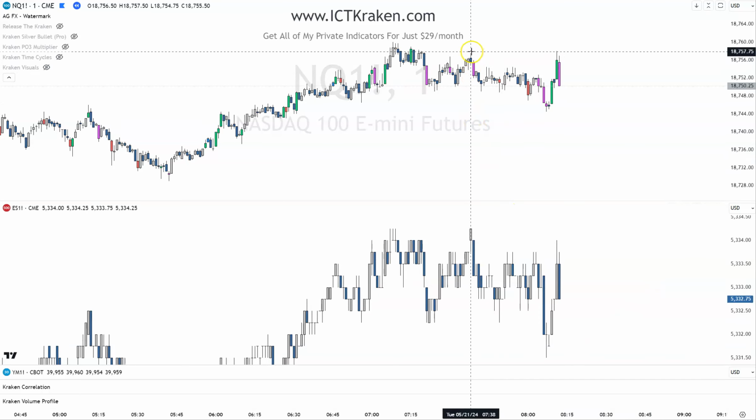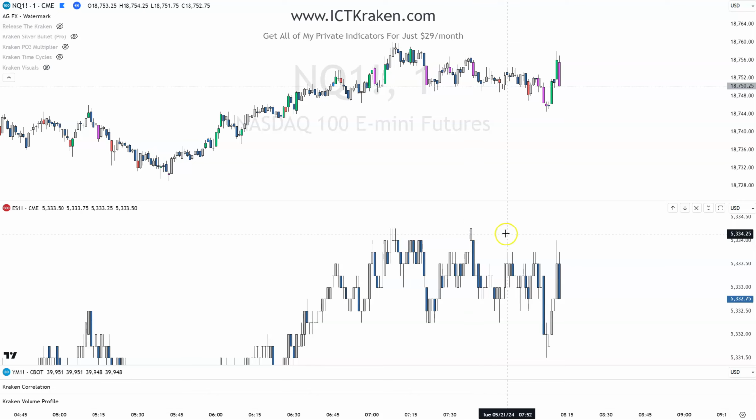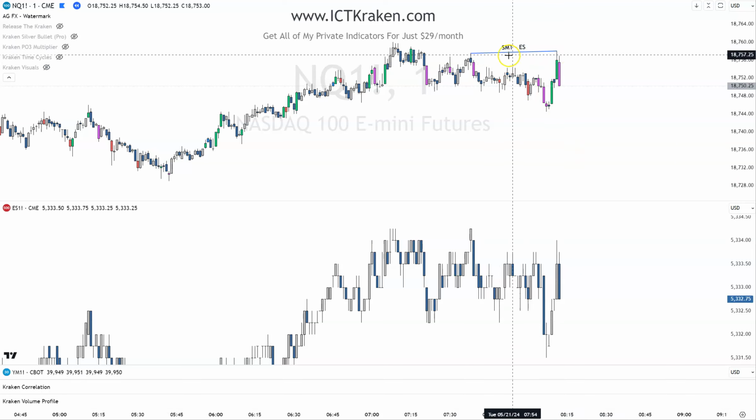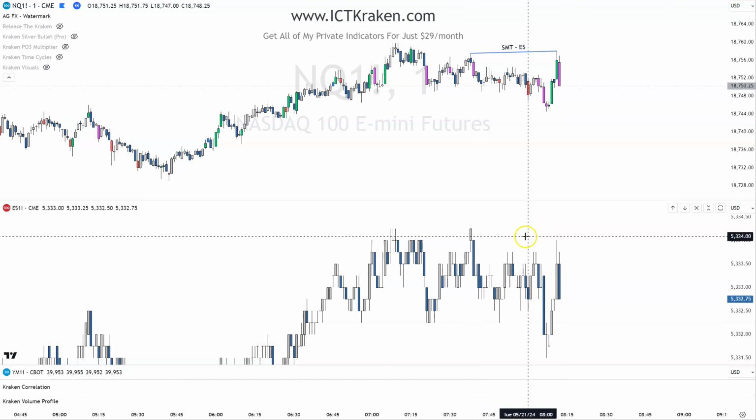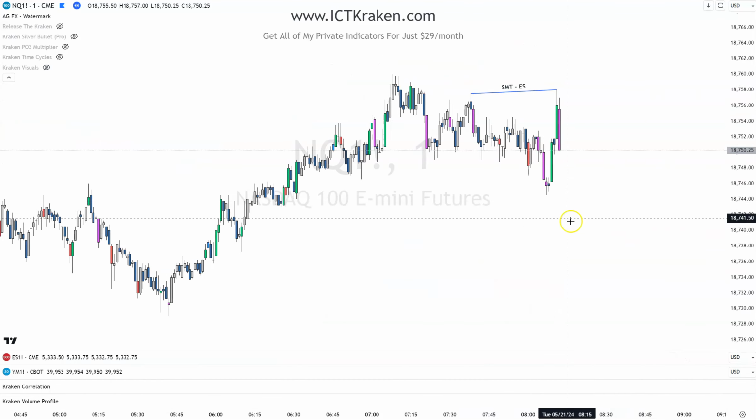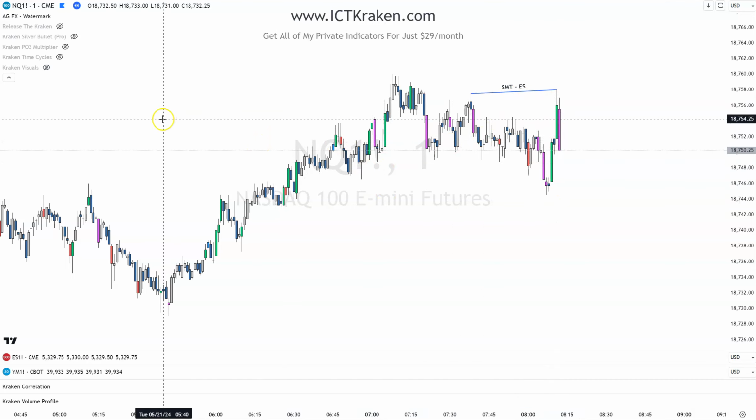All right, so from this point, this swing point here is higher than this swing point. Okay, so there's SMT right there with ES. This swing is higher than that swing, and this candle is higher than this candle. So this goes down, this one goes up. So that's SMT.